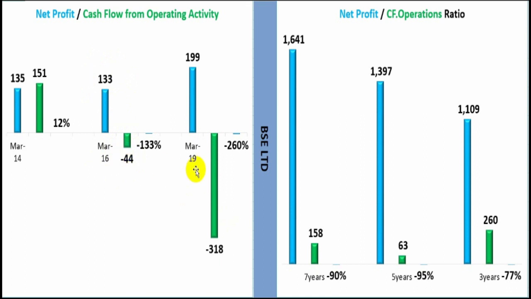We'll also need to look at the long-term trend of 5 and 3 years. Over the last 3 years, the company had a shortfall of cash of almost 77%. So out of the total profits of 1,100 crores, the company had received only 260 crores. It would be better to look at the cash flow statement separately in this case.